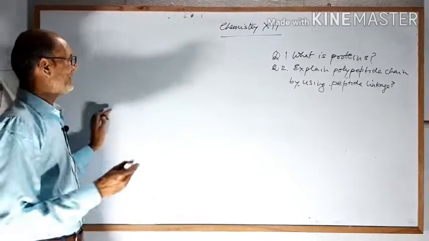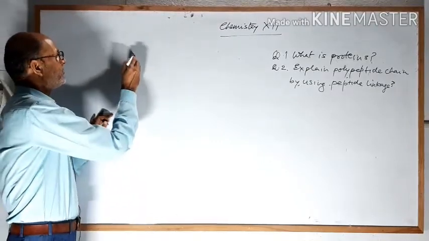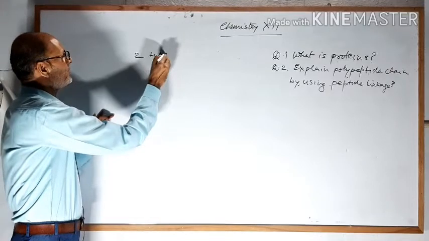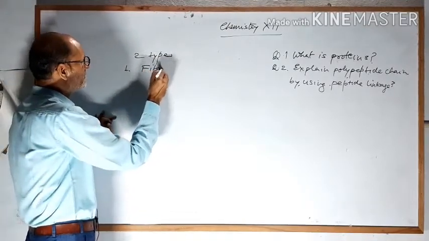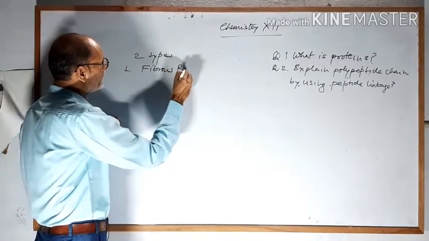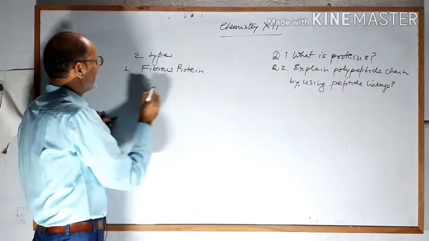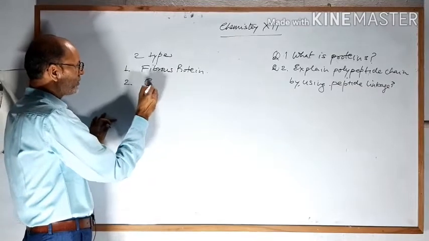Classification of protein means there are two types of protein. Two types. Number one, fibrous protein. And number two, globular protein.